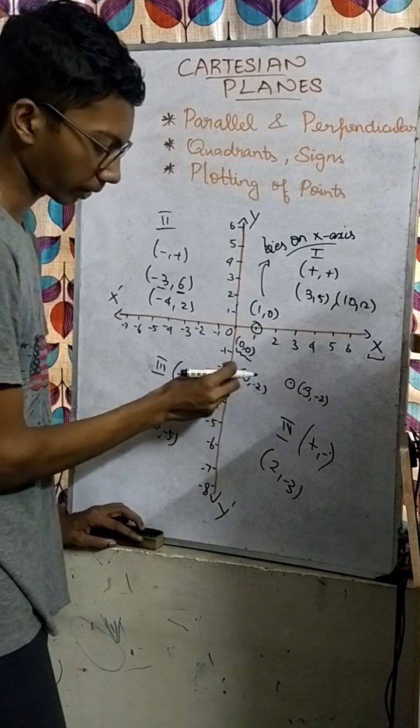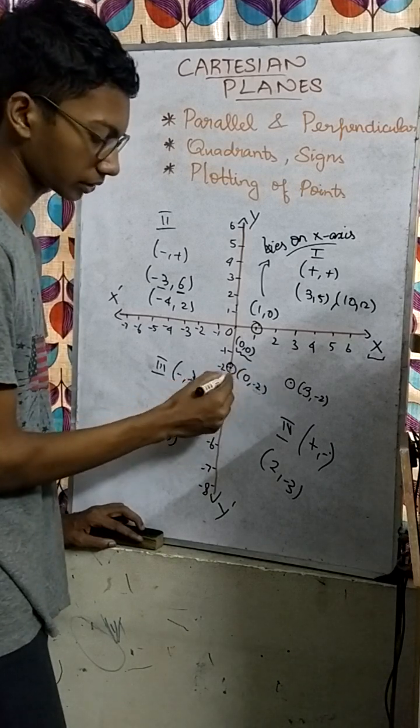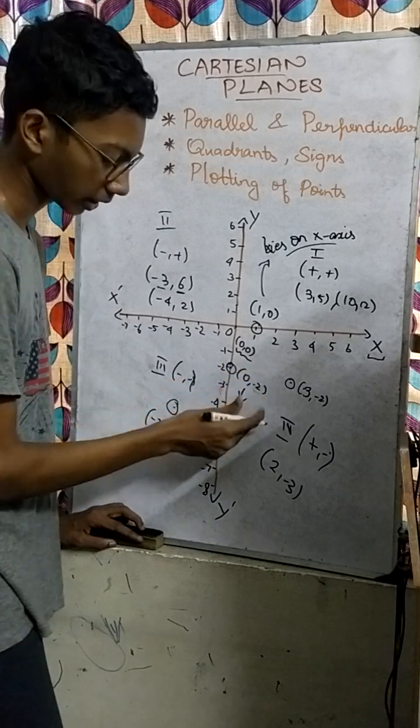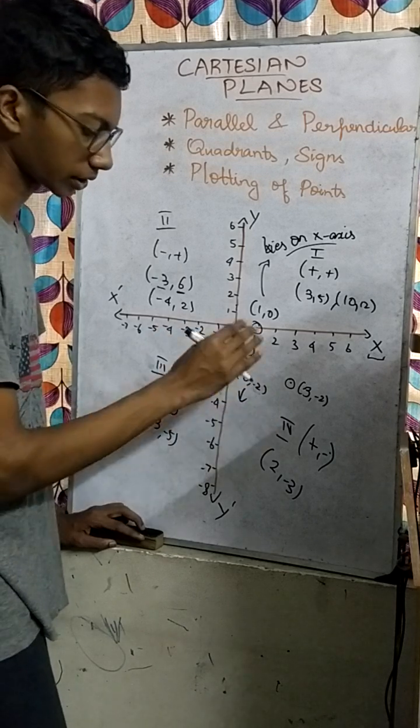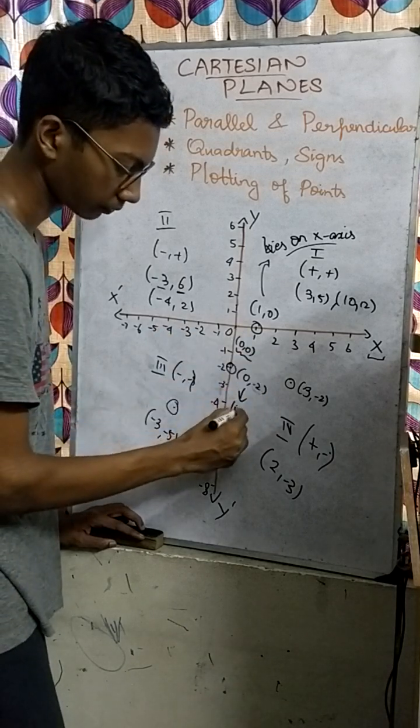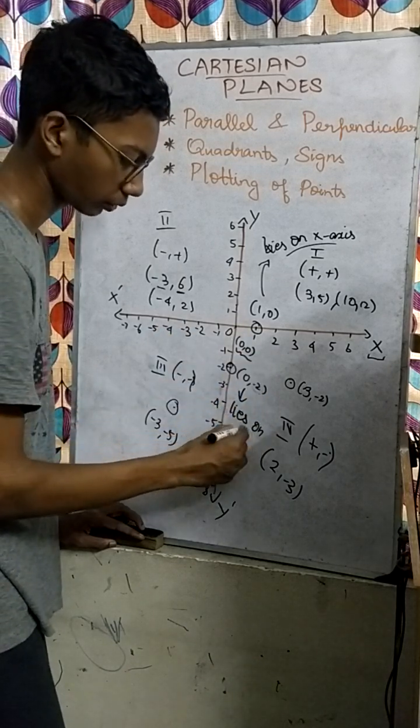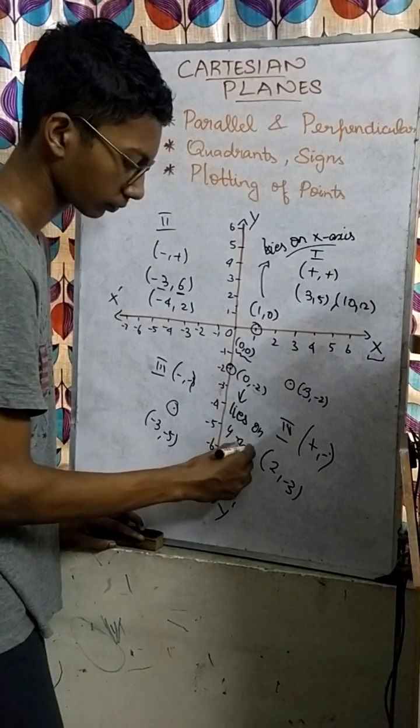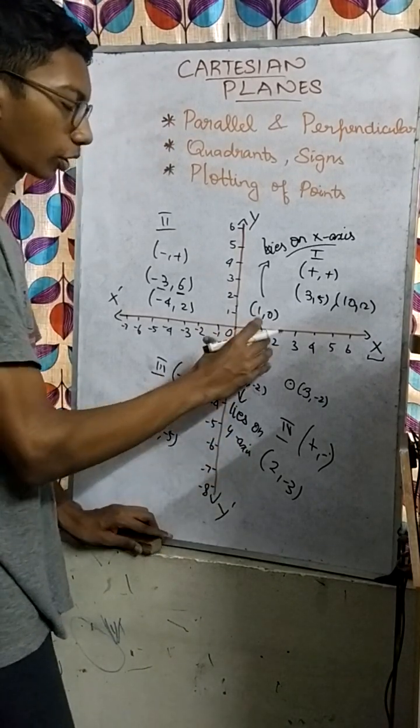And if it is 0 comma minus 2, that is, it lies on the y-axis, again we should not say it is denoted as any quadrant. We should say it lies on the y-axis. So this is how we will do plotting of points.